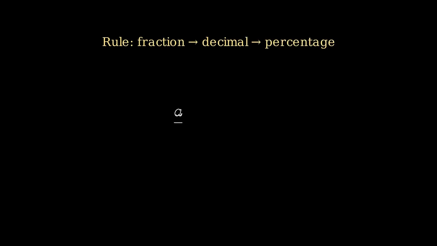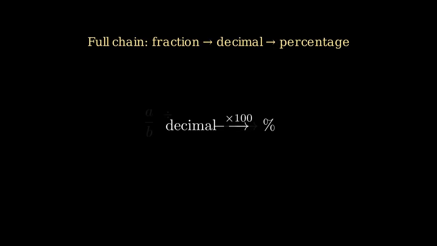Today's rule is about converting between fractions, decimals, and percentages. To turn a fraction into a decimal, you divide the top number by the bottom number. Then, to turn that decimal into a percentage, you multiply by 100. So the full chain is fraction becomes decimal by dividing, becomes percentage by multiplying by 100.